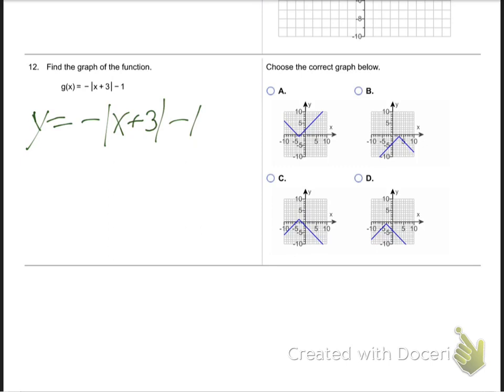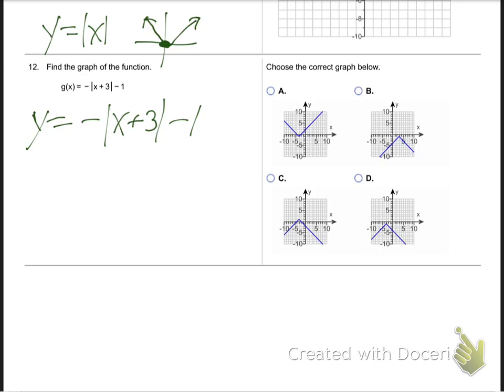Now what's that? Well, the absolute value graph, remember, is a V graph, which hits at the origin normally, like that, you know? But ours is going to be moved around a little bit. How so? How is it moved around?